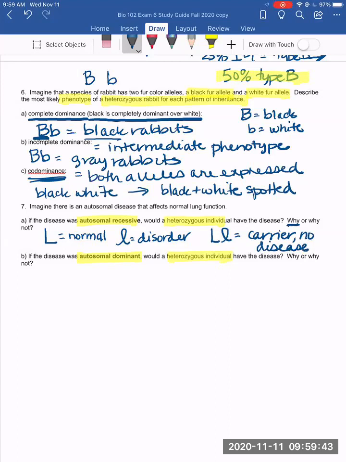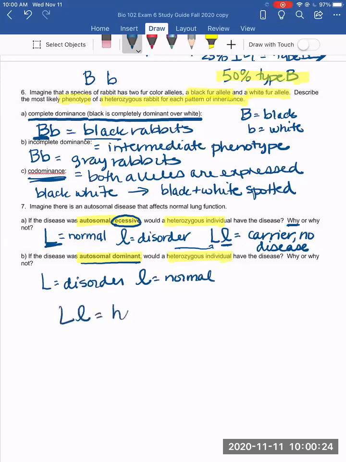Why does he not have the disease? Because the disease is carried on the little l, and this individual has a normal functioning protein. They're able to make enough normal protein that they wouldn't have the disease. Because it's autosomal recessive, it means the disease is recessive. Normal is dominant. The next possibility, though, is the opposite. In an autosomal dominant, that means big L is the disorder and little l is normal. So big L, little l, you have the disease. Okay, because the disease is carried on the big L. So that means a heterozygous individual has the disease. Just like in dwarfism, just like in Huntington's disease.